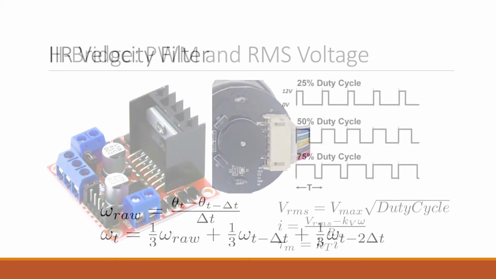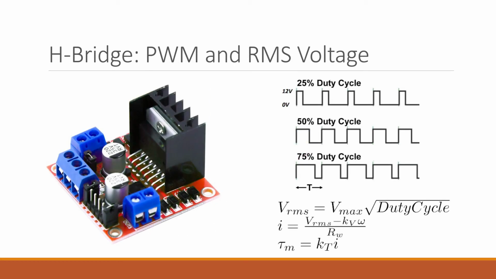And finally, to control the motors, the robot kit used an H-bridge. Unlike the advanced H-bridge in the hopping leg, the H-bridge that came with the robot only controls the motors by PWM and has no current sense. To get the voltage applied to the robot, we could use the root mean square voltage, and we can get the current and torque by the formula on the bottom right.